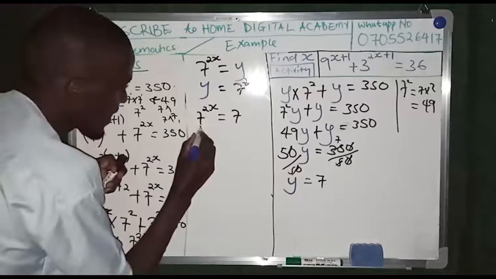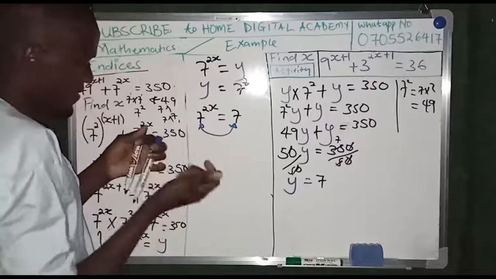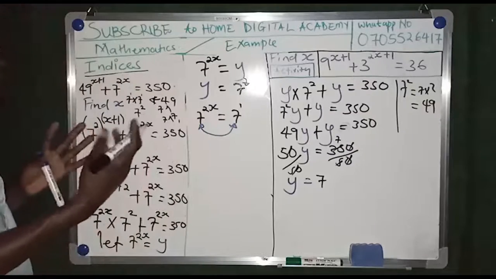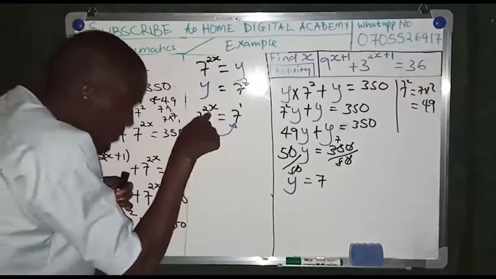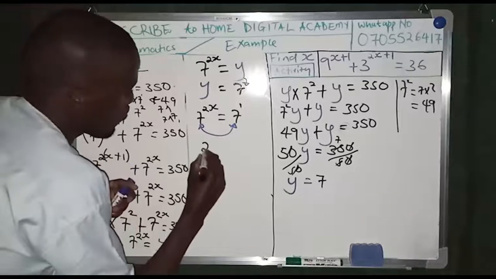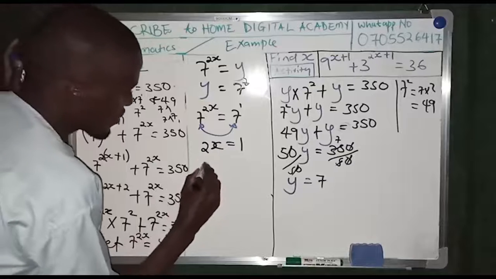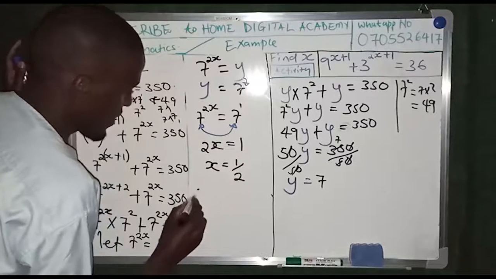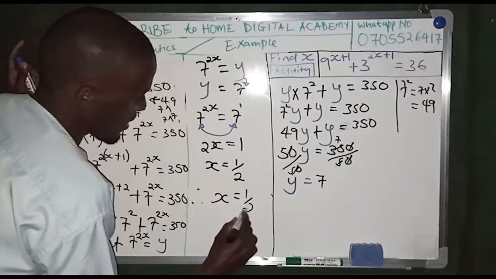Since these ones are the same, and 7 is to the power 1, because any number which does not have a power is to the power 1, if 7 is the same as 7, even the powers are the same. So I will say 2x is equal to 1. So getting x only, it will be 1 divided by 2. So the answer therefore is x is equal to 1/2.